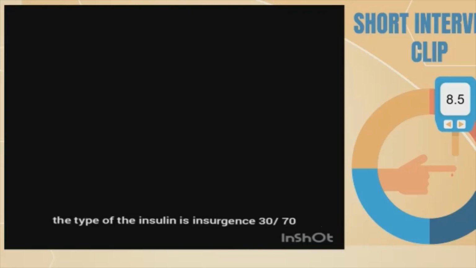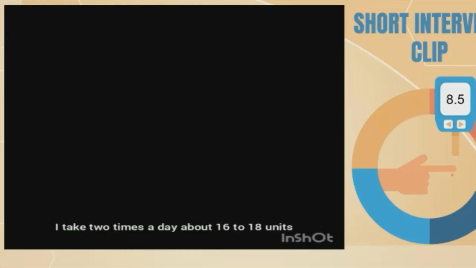For question number 3, can I know what are the medications that you take and when do you take the medicines? I only take insulin. The type of insulin is Insugen 30/70. I take it 2 times a day, about 16 to 18 units each time. It depends on my glucose level. If my glucose level rose to 18 millimole, I have to take 20 units of my insulin.